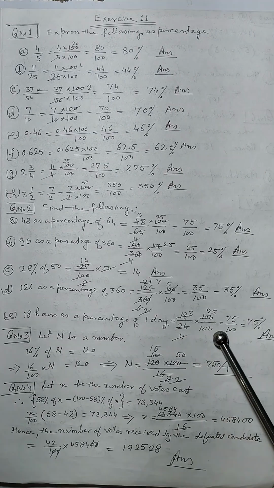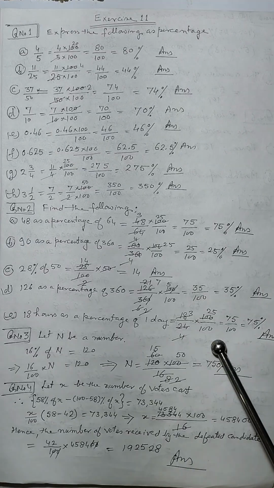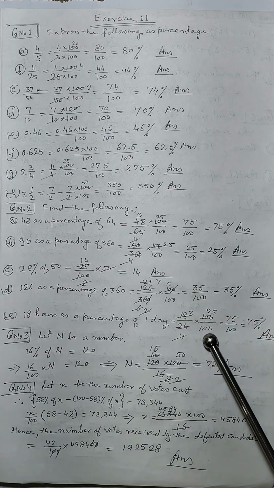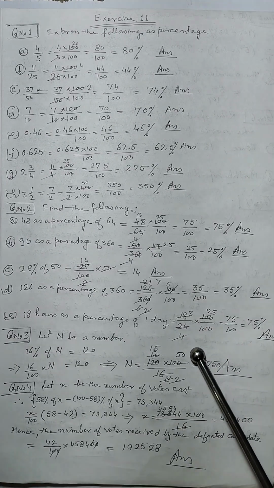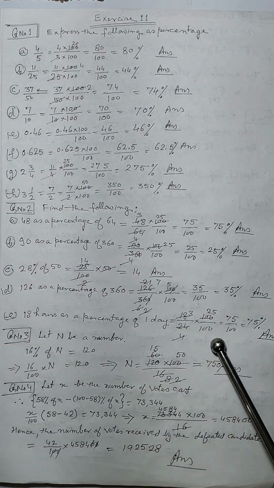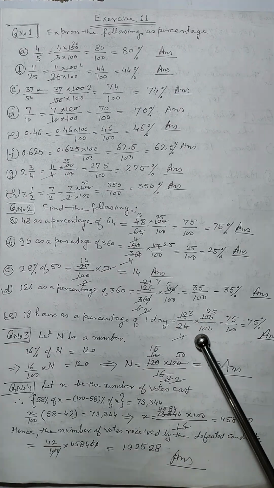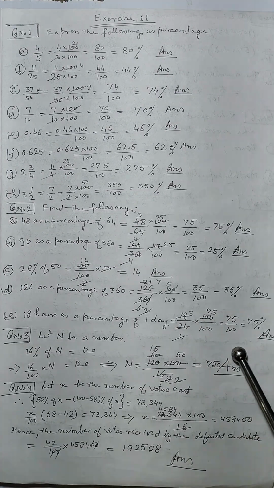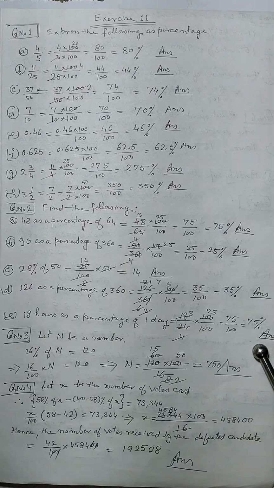So again you multiply it by 100 and divide it by 100. Leaving the 100, as you do not have to solve the 100 of the denominator, the rest of the parts we have to solve. So 75 by 100, that will be the 75%.